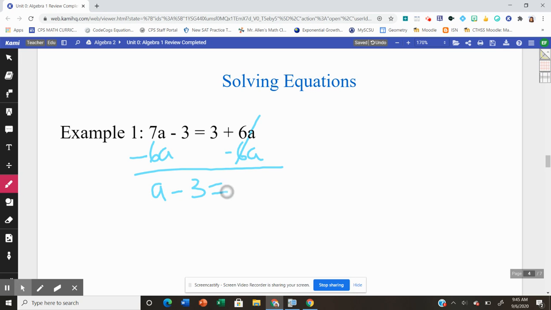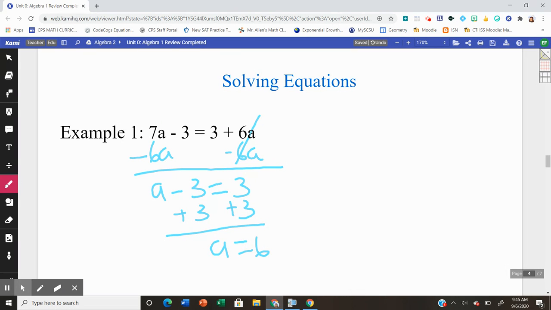Subtract 3 equals 3. And then to solve for the variable, I'm going to add 3 to both sides, and I get that a is equal to 6. From here, you can always check your answers if you're not certain that you did it right, or you just want to ensure that you're going to get 100 on any sort of assessment. Always a good choice to check your answer.